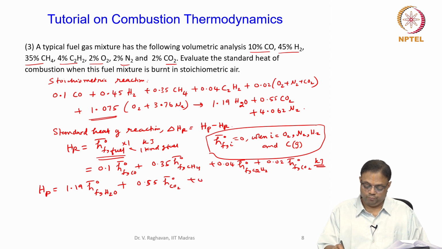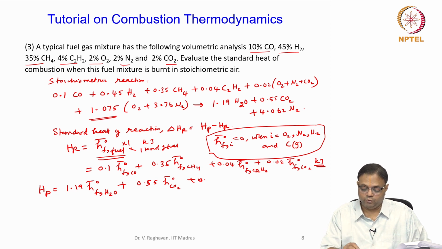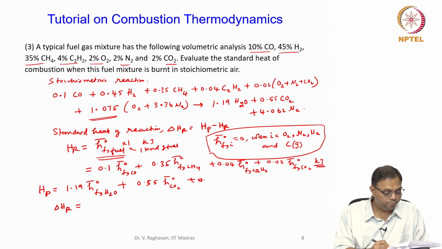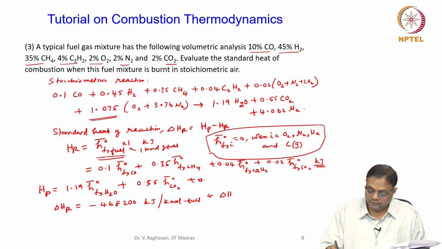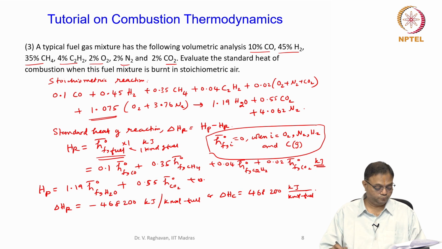That is for nitrogen, it is 0. So now, by substituting the values of enthalpy of formation of the fuel species and the CO, CO2, H2 etc., I get delta HR equal to minus 468,200 kilojoule per kilomole fuel, or delta HC will be equal to 468,200 kilojoule per kilomole fuel. That is the answer.